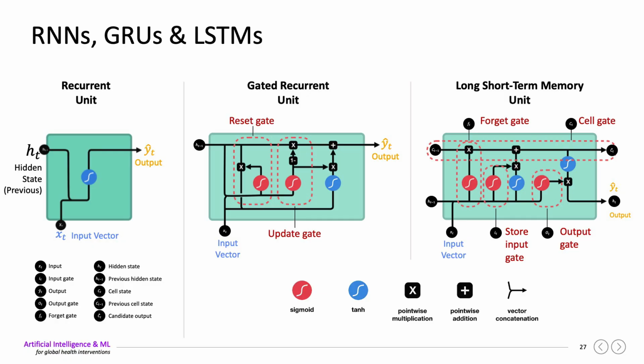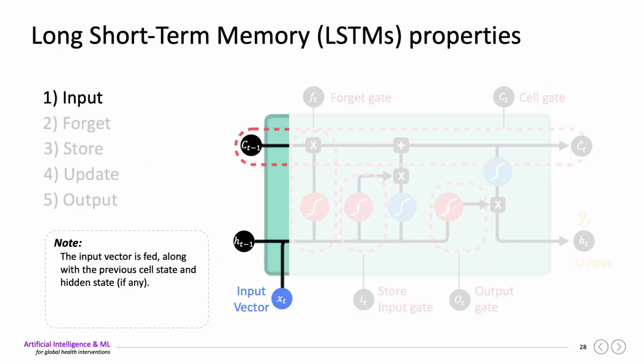An LSTM includes input, forget, store, update, and output gates. Together, these components enable robust learning of long-range dependencies through a sequence of coordinated steps that let the network decide what to keep, what to discard, and what to reveal at each time step. First, in the input stage, the unit receives the current input xt, the previous hidden state h(t-1), and the previous cell state c(t-1), which together provide the new observation plus the short and long-term context from earlier steps.